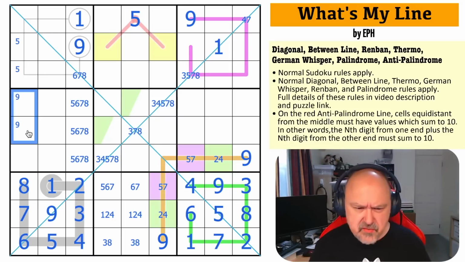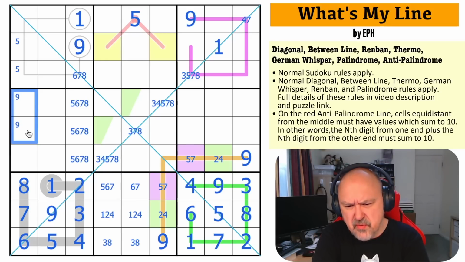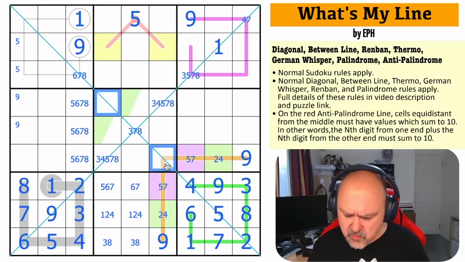9 is in one of these 2. 2, 3, 5, 7, 8 in column 7. 2, 3, 5, 7, 8. No. One is restricted on the diagonal. One is in one of those 2.